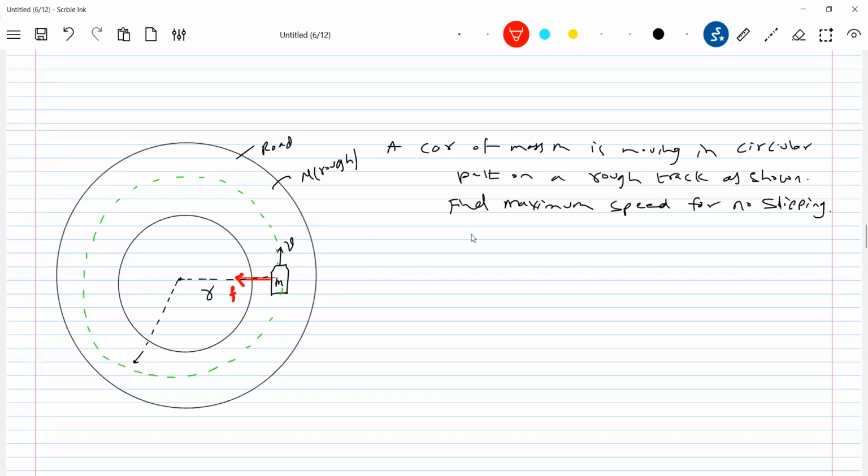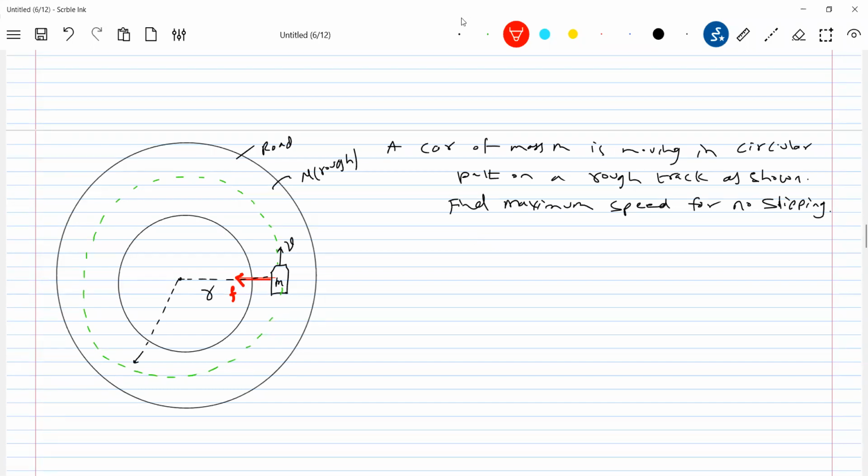Getting the idea, no? So friction should act opposite to velocity. Here the friction will provide the required centripetal force. And the normal reaction will be out of the plane, and our mg will be into the plane. So there's a road, no?